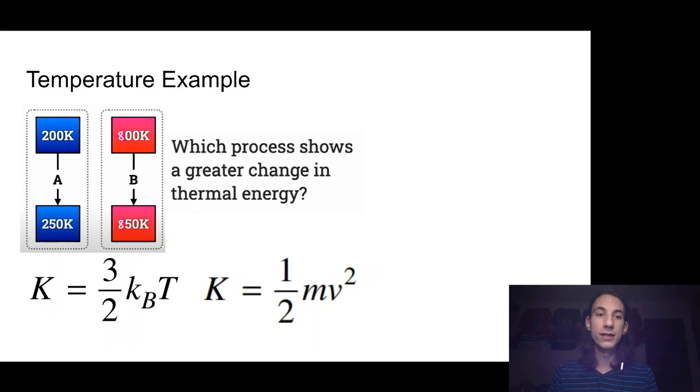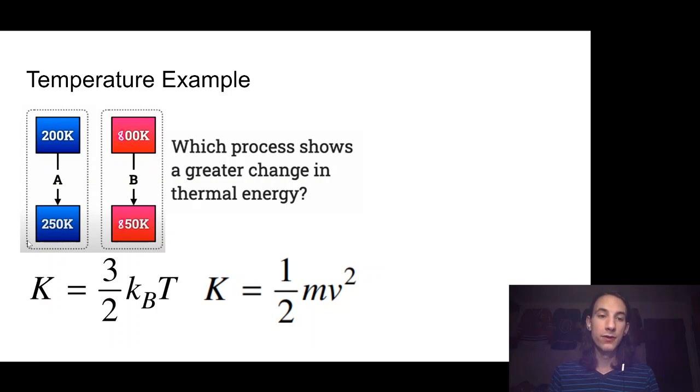If we're looking at this example, let's say A has one side that's at 200 kelvins and another side that's at 250 kelvins, and then B has one side that's at 800 kelvins and the other side's at 850 kelvins. So which process shows a greater change in thermal energy between these two? So take a quick second, think about it.